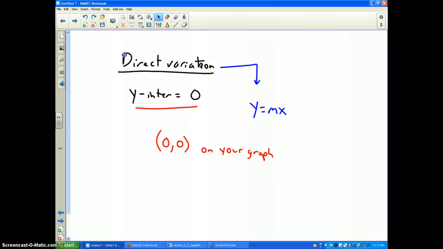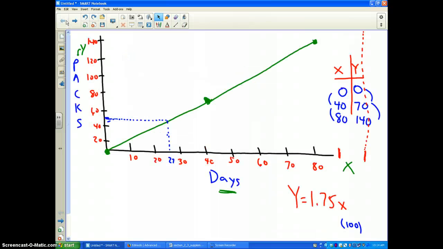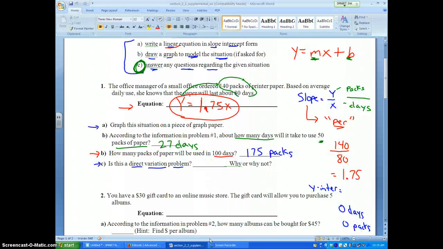So, obviously, if I go back to the graph, you're going to see that 0, 0 is there. Also, you can tell from your equation. So therefore, the question that we answer, is this a direct variation problem? The answer is yes, and the reason is because the y-intercept is equal to 0.